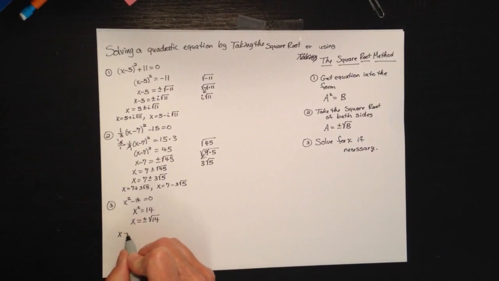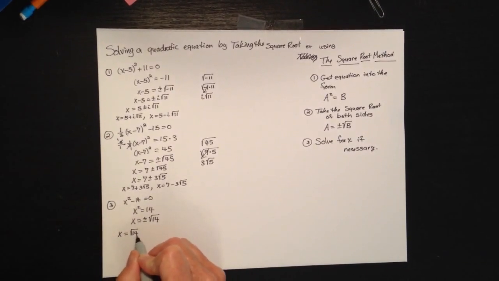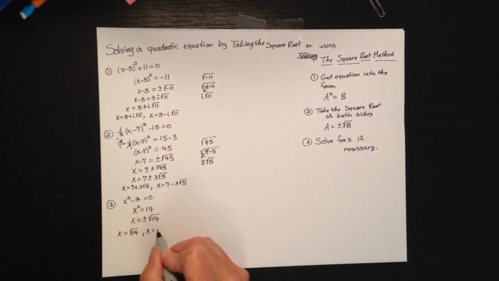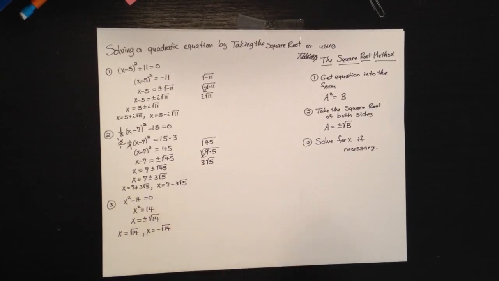Our two answers are x is equal to the square root of 14 and x is equal to negative the square root of 14. The factors of 14 are 1, 2, 7, and 14. None of those are perfect squares, and so that's as simplified as we can make that.